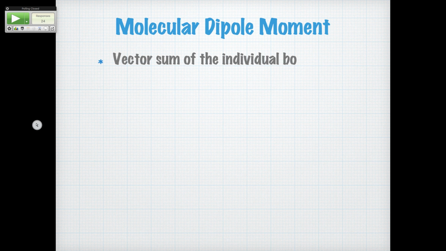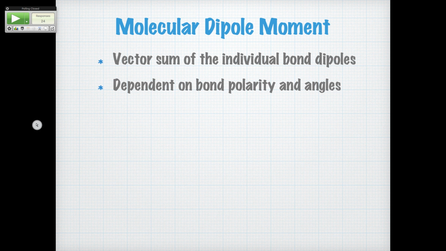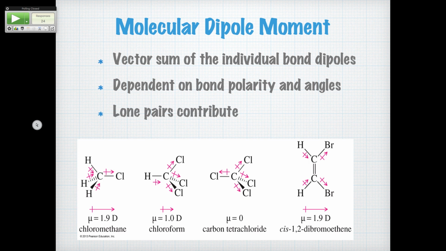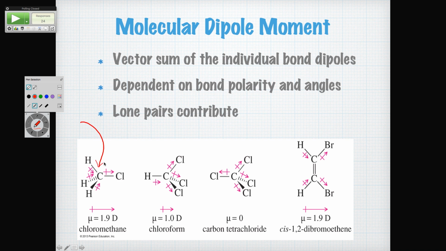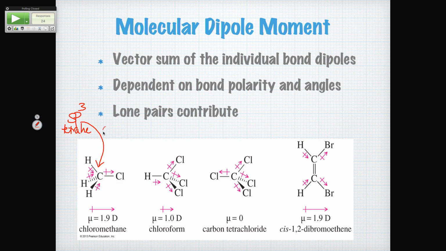Okay, so deciding if you have a dipole moment is you take a vector sum of the individual bond dipoles. I got 2 minutes, I'm using them. It's dependent on the bond polarity and the angles. Lone pairs contribute. So here is chloromethane. These pictures are trying to show you 3D. The carbon here is sp3 hybridized. Agree? What is the geometry of that carbon? Tetrahedral. In here, they draw a little bitty arrows for the CH bonds, but you can just ignore those and just look at the polar bonds. There's one polar bond. It's going to be polarized to the chlorine. This has a dipole moment of 1.9, the whole molecule.